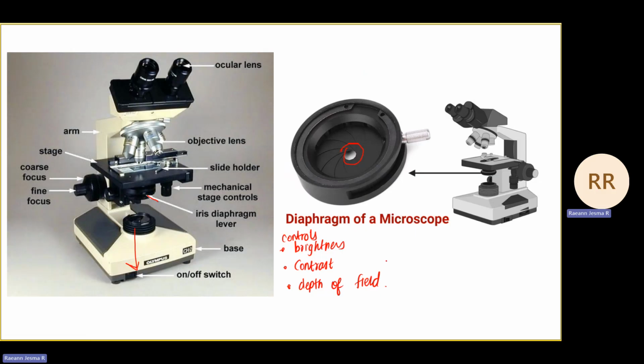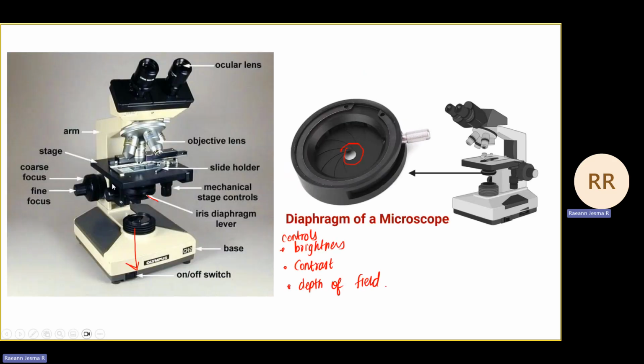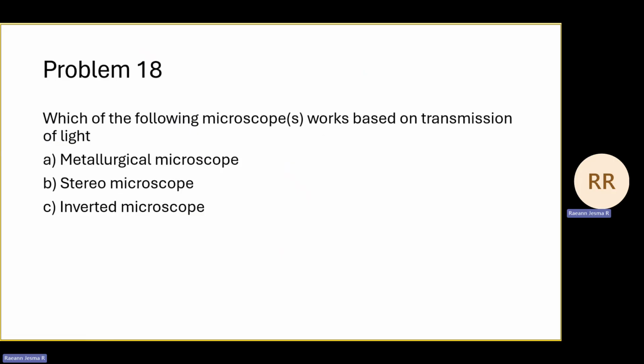By adjusting these things, we will be able to get a more precise and detailed image, right? So we'll get a high quality image. So the correct answer for problem 17 is option C, diaphragm. Now let us move on to the next problem, problem 18.